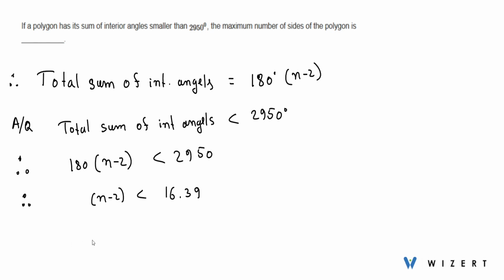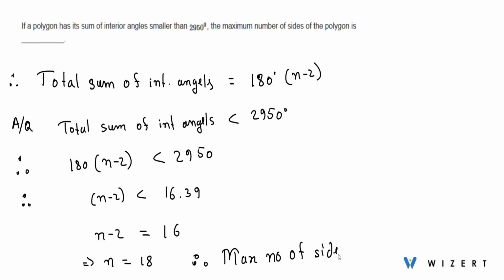So the required equality will become n minus 2 equals 16. Shift minus 2 to the right hand side, so it will become plus 2. Therefore n will be equal to 16 plus 2, which is 18. Therefore the maximum number of sides of the required polygon will be equal to 18, and thus this will be our final required answer.